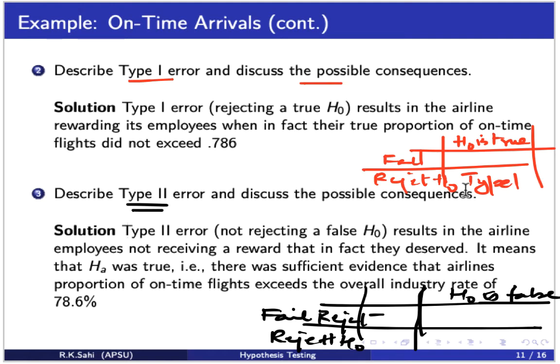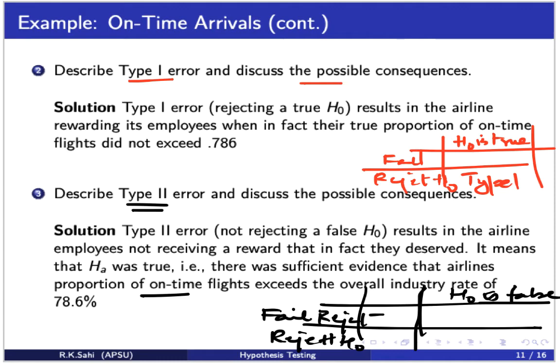So that kind of error is called a type 2 error. So type 2 error means the airline employees were not rewarded. In fact, actually they deserved it. Okay, that means there was sufficient evidence that the airline's proportion of on-time flights exceeded the overall industry rate of 78.6%.